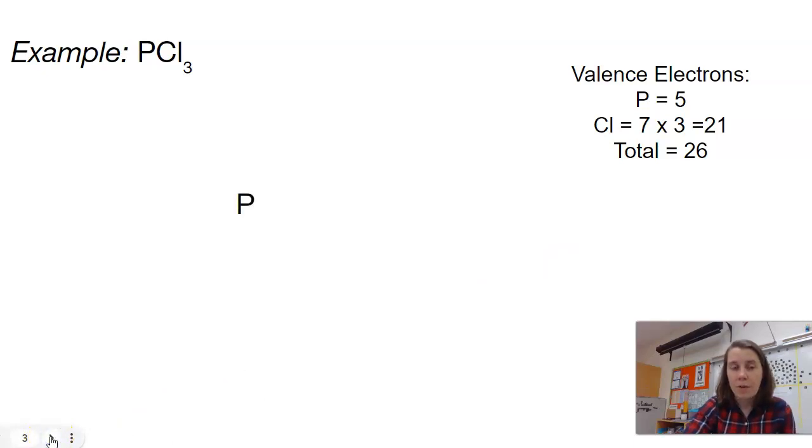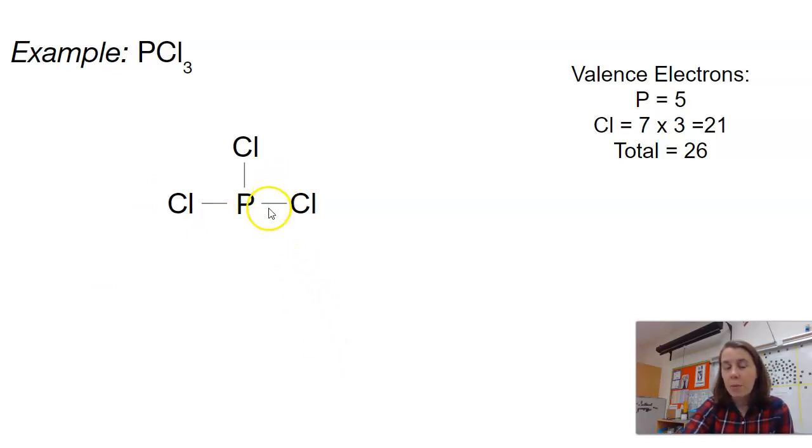We're going to put phosphorus in the middle, like I said, chlorine around the sides, and the first thing we're going to do is make a bond from each of those chlorines to the phosphorus. I prefer to draw bonds with lines. You can do 2 dots for a bond as well, but one line represents 2 dots, or 2 valence electrons. Remember, a single bond is the sharing of 2 electrons. So we've now used 2, 4, 6 electrons, which means we have 20 more to put around.